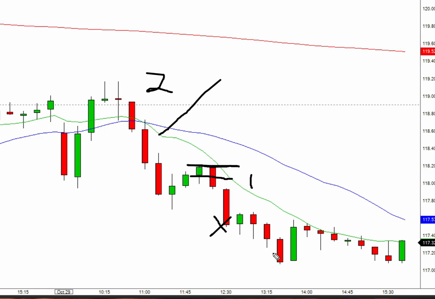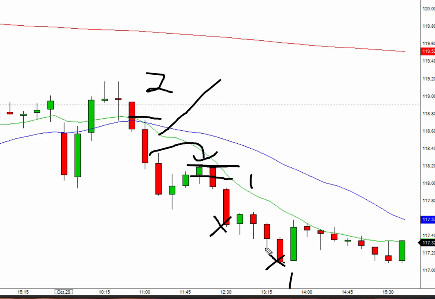Wait for it, wait for it, wait for it, out here. Sell the last one here. This is how you play the markets professionally. Okay? This is how you do it. Okay?